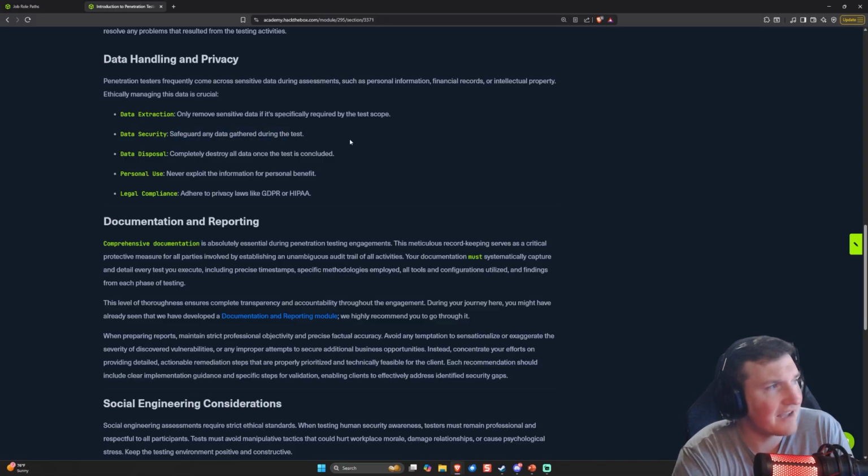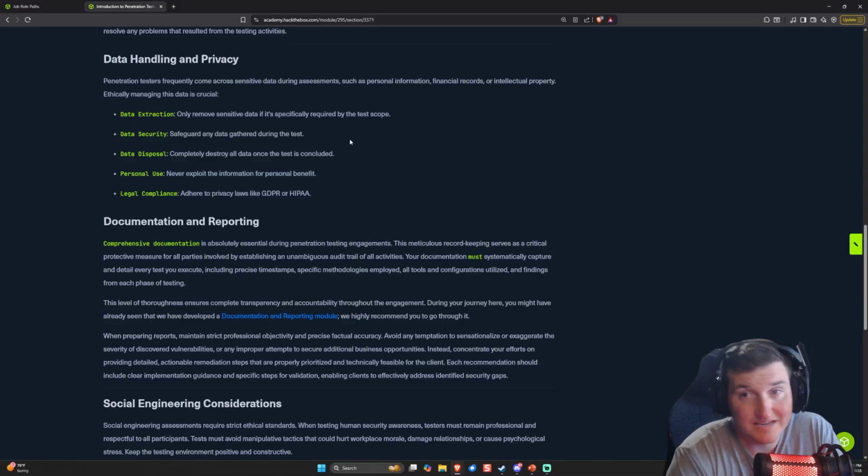Safeguard any data gathered during the test. It's your responsibility. If you have all that data on your machine, you need to protect it as well. You're the one that's accessing someone else's information. Legally, yes, but if you're not protecting your own, an example of this might be you have a laptop, you're accessing this sensitive information, and you don't even have a password on your laptop.